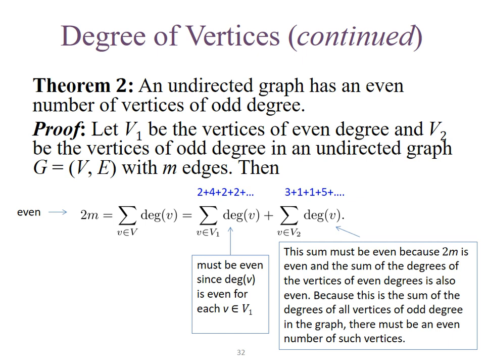Okay, so how to make this number even? We need to have an even number of odd degrees. For example, if we have 3 plus 1 plus 1 plus 5, the total is 10, and the number is still even, because there are 4 odd-degree vertices. But we cannot have an odd number of vertices with odd degree. So that is what the figure tells us.